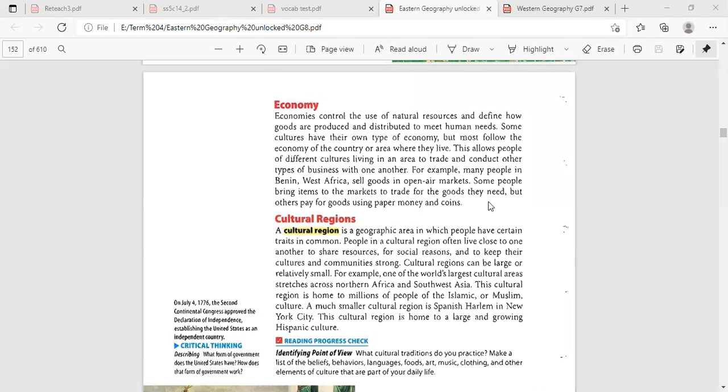For example, one of the world's largest cultural areas stretches across northern Africa and southwest Asia. This culture region is home to millions of people of the Islamic or Muslim culture. A much smaller cultural region is Spanish Harlem in New York City. This cultural region is home to a large and growing Hispanic culture.